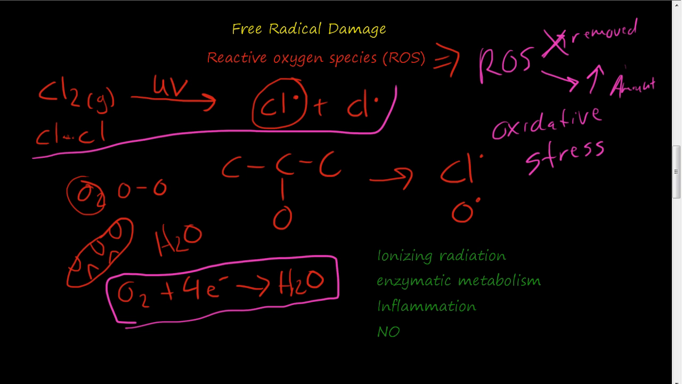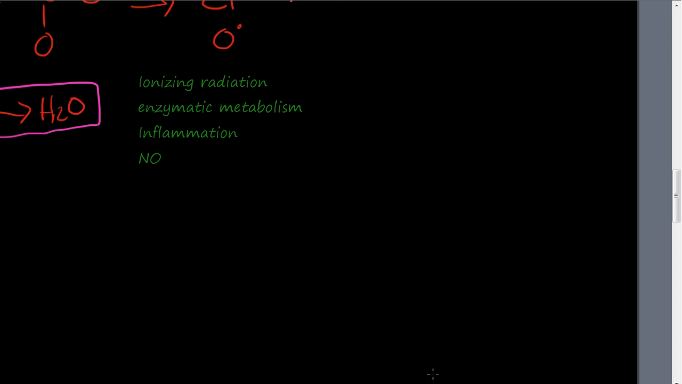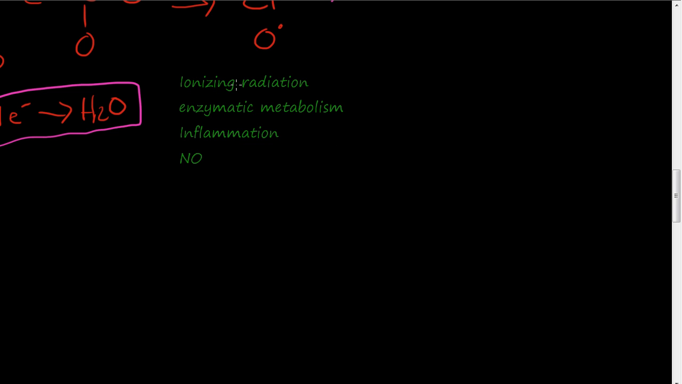So I have here a list of ways that free radicals can be produced. They can be produced by ionizing radiation. Radiation, we've already talked a little bit about this in previous videos, but when you get X-rays, for example, that is ionizing radiation, and you convert.